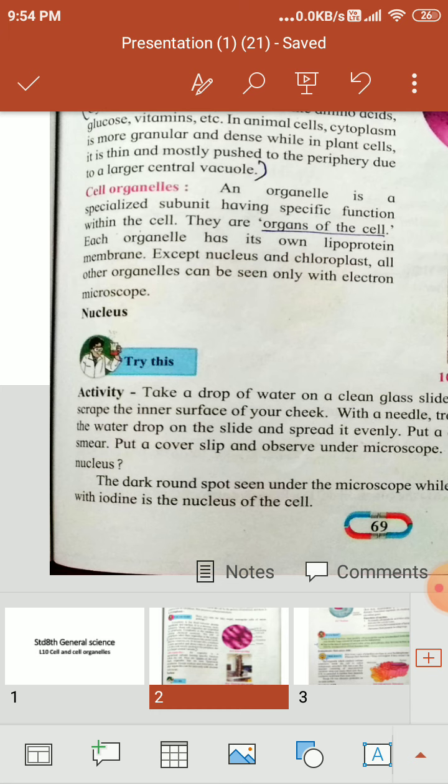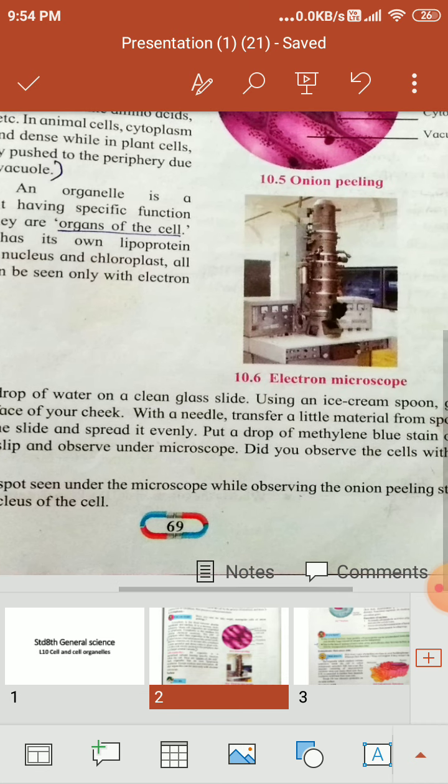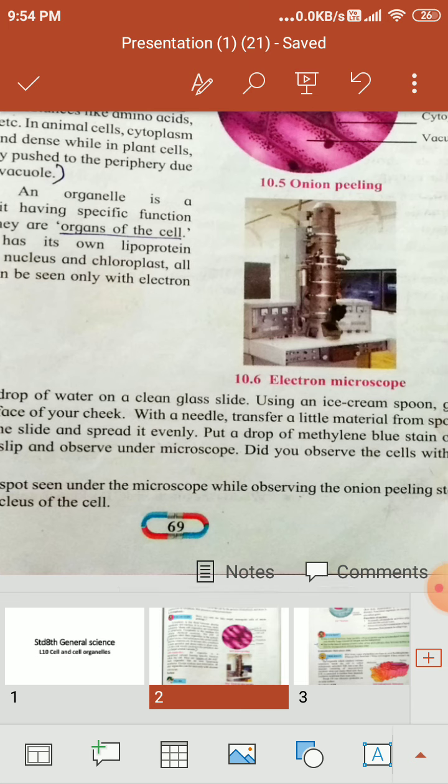Now here is an activity you have been given. Take a drop of water on a clean glass slide. Using an ice cream spoon, gently scrape the inner surface of your cheek with a needle. Transfer a little material from the spoon to the water drop on the slide and spread it evenly. Now put a drop of methylene blue stain on the smear. Put a cover slip and observe under the microscope. Did you observe the cells with a blue nucleus?